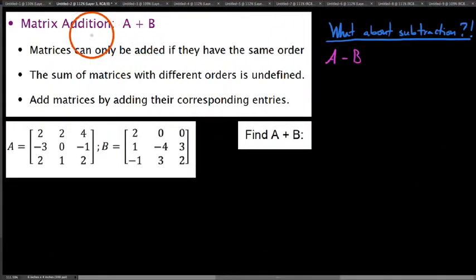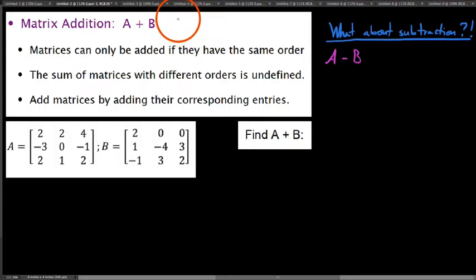Hello YouTube. In this video we're going to look at matrix addition, and before we do this I basically want to comment on the nature of the operations with matrices. Often we add, subtract, multiply, and divide with things that are real numbers. What we're going to be doing here is adding and multiplying with matrices, and I want to start with that.